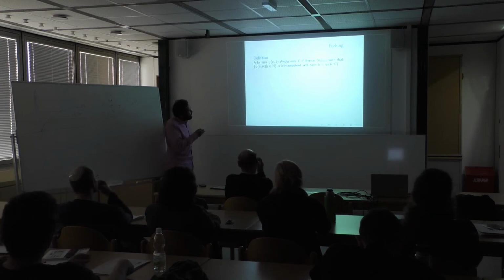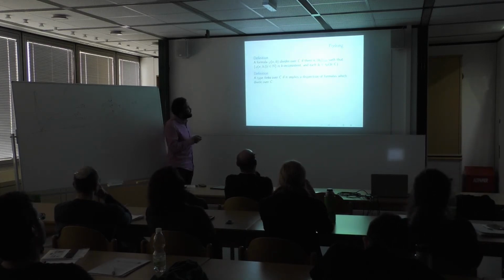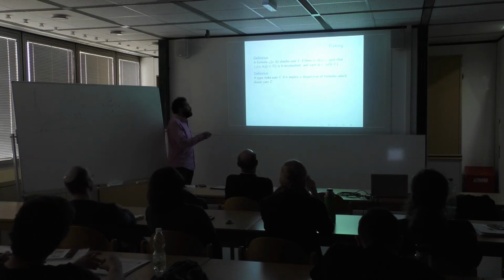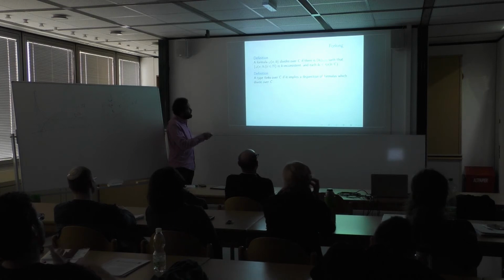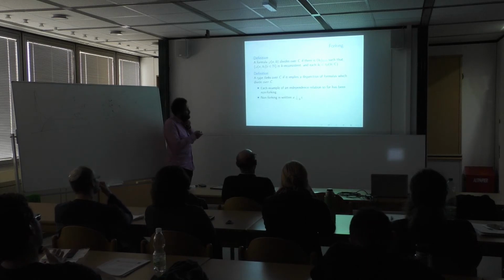Reasonably hard. A type forks over C if it implies a disjunction of formulas which divide over C. Once you make this definition, in almost every example that you can think of, you can drop the disjunction and just say a type forks over C if it contains a formula which divides over C. Okay, so every example of independence relation so far has been non-forking. Non-forking is written like this, and that's forking.